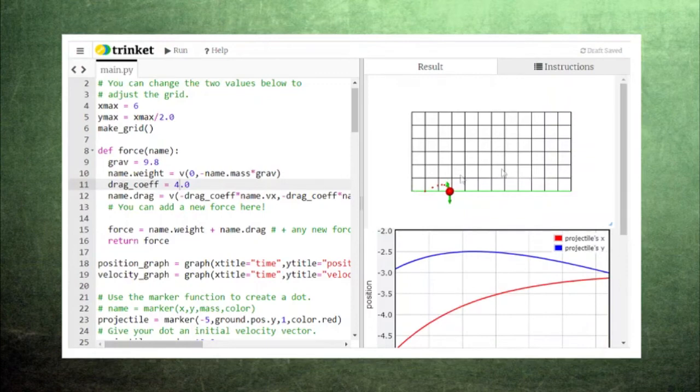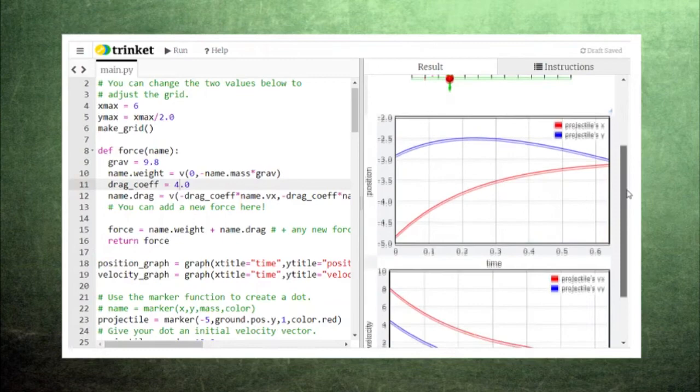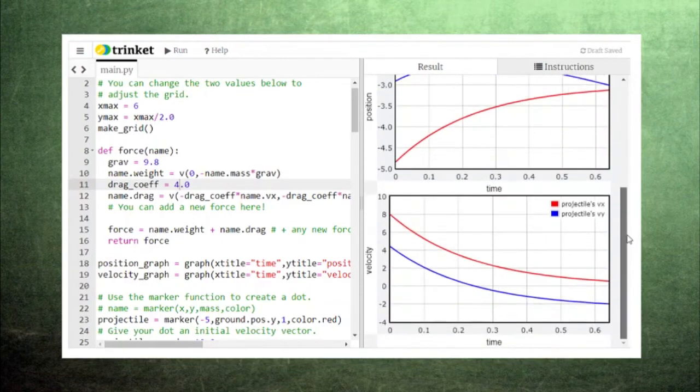If we look at the motion graphs, we can see the vertical component of the projectile's velocity approach a terminal speed like we saw before. On the other hand, the horizontal component of the projectile's velocity approaches a terminal speed of exactly 0 since there's no force pushing it in the forward direction.